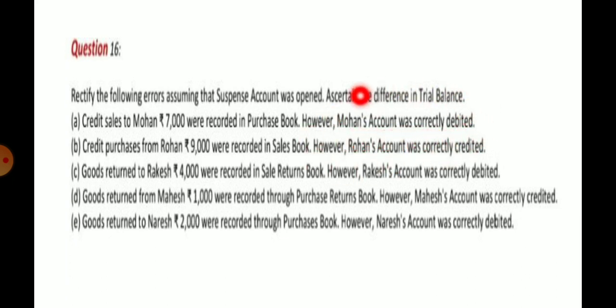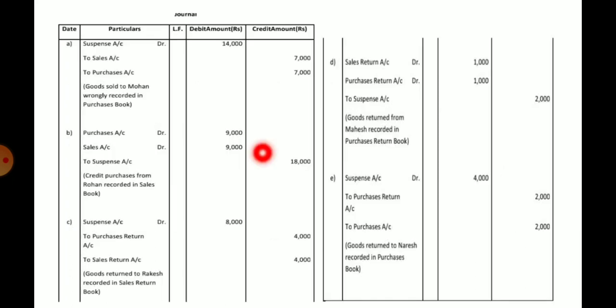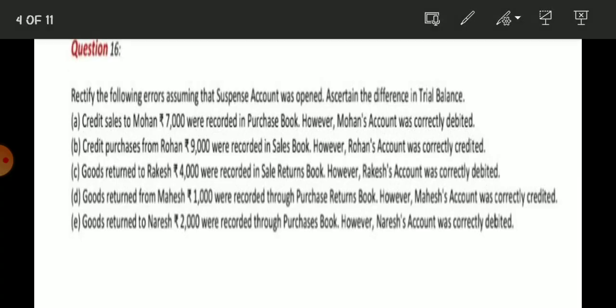So here the confusion comes. If Mohan's account is correctly debited, then which account was wrongly credited? We are unable to find that account. Because of this, we open the suspense account and the answer will be suspense account to sales to purchase. Why is this entry made like this? It is simple. What will be the correct entry? The correct entry will be Mohan to sales.